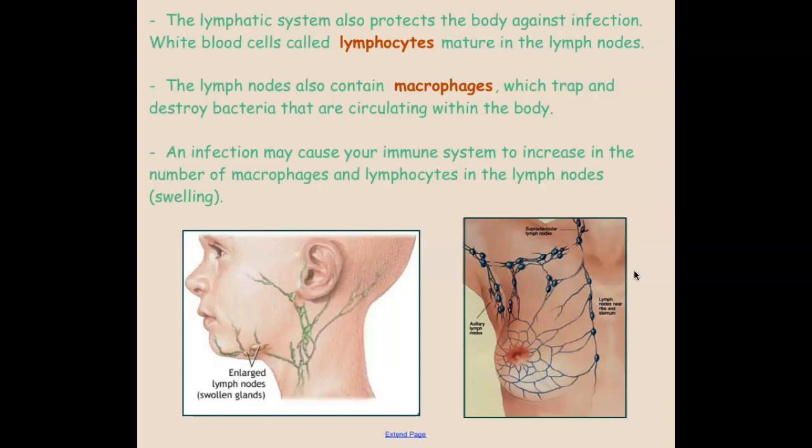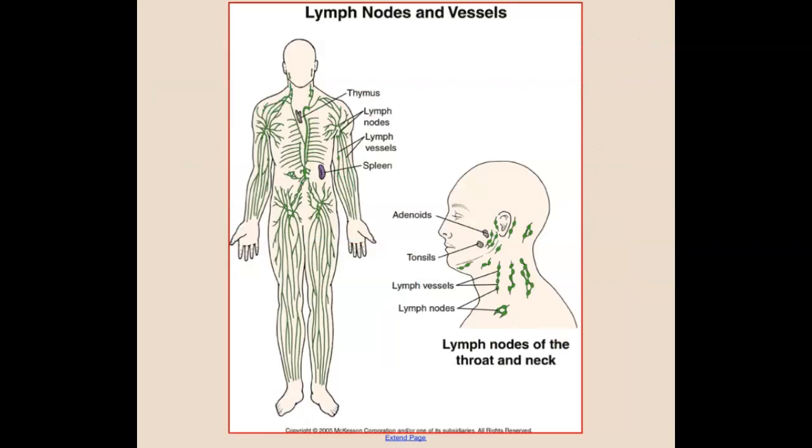The first function wasn't to fight off anything. The first function was to make sure that we're remaining stable with our levels of fluid in all of our body. And then the second function is these white blood cells. So here's just another picture to show you what these look like. This is showing how the lymph vessels go throughout our entire body and where the lymph nodes are located.